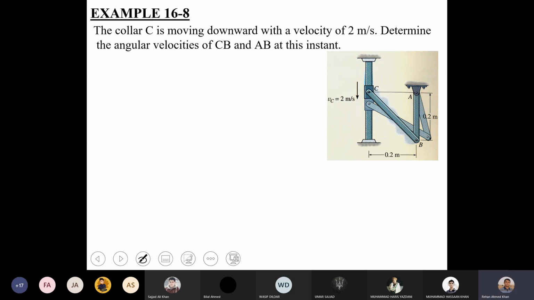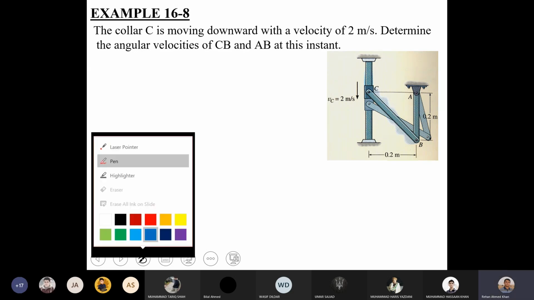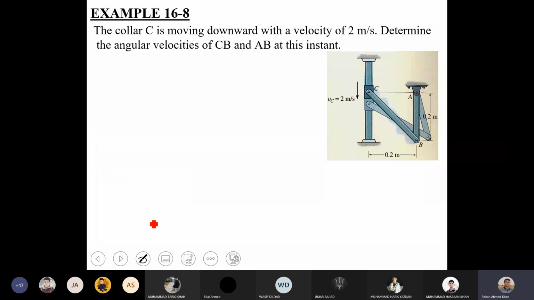What about link CB? Sir, general motion. If you look at this figure, at one instant this is the position of link CB. At the very next instant, when this collar has moved downward, this is the position of link CB. It means that this rigid link CB has undergone translation as well as rotation, that is general plane motion. So link CB is in general plane motion.